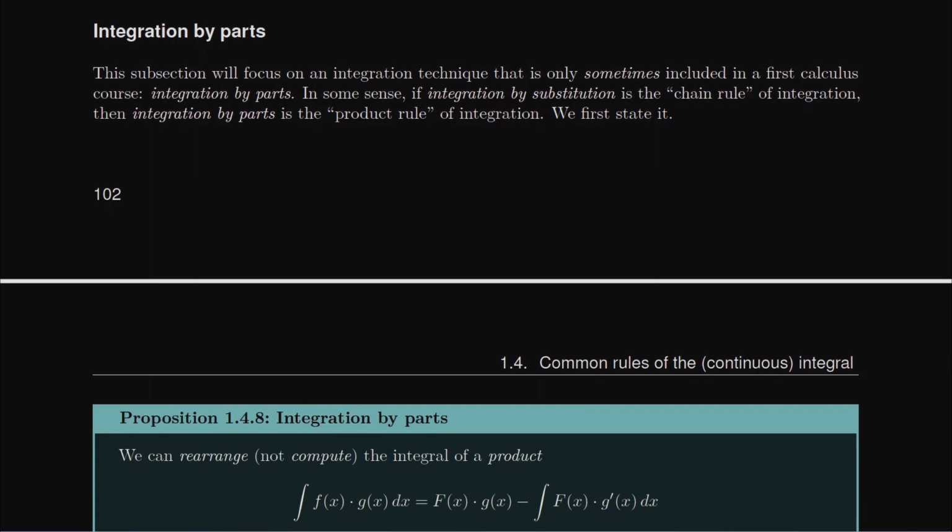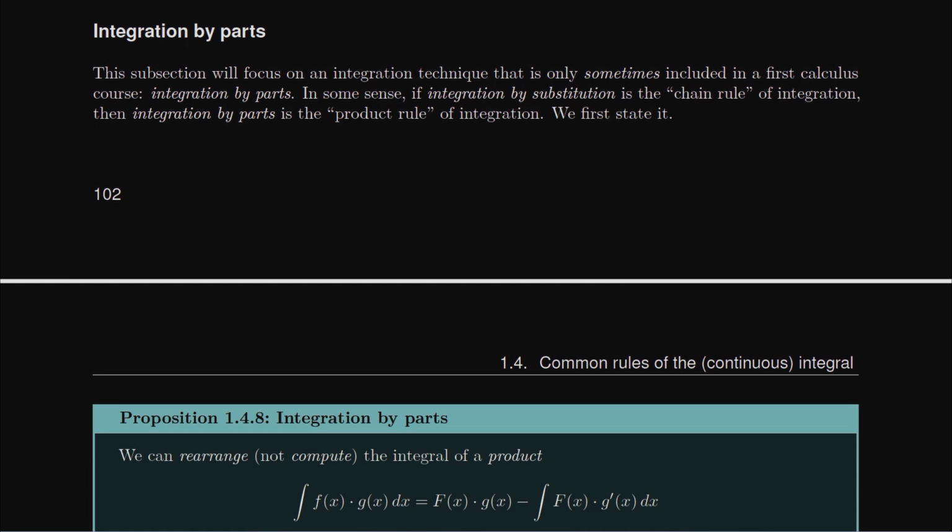Moving on to the second subsection in our common rules of the continuous integral: integration by parts. This is probably a new technique to most of you. It can be covered in some Calculus 1 courses. It could be covered if you took high school calculus and they tried to cover AB and BC exams. Even in my high school calculus, way back when, we did cover integration by parts, even though I was only studying for the AB exam.